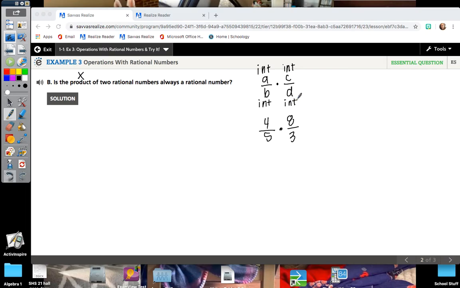What do we get? Well, on the letter side of this, you just multiply straight across. What's A times C? That just gives you AC. B times D is just going to give you BD. They're still integers, but it's kind of confusing. So I like to plug in numbers like I did on the last example. If we take 4 times 8, what do we get? Well, we get 32. If we take 5 times 3, what do we get? 15. Are your numbers still integers? Yes. As long as they stay integers, it's always going to be rational.